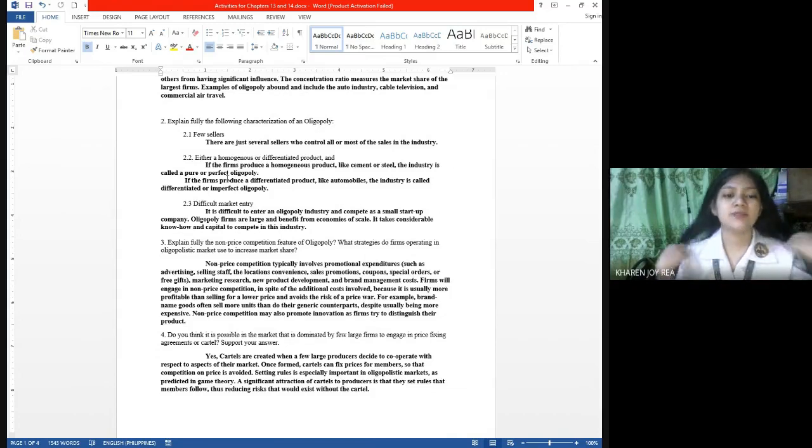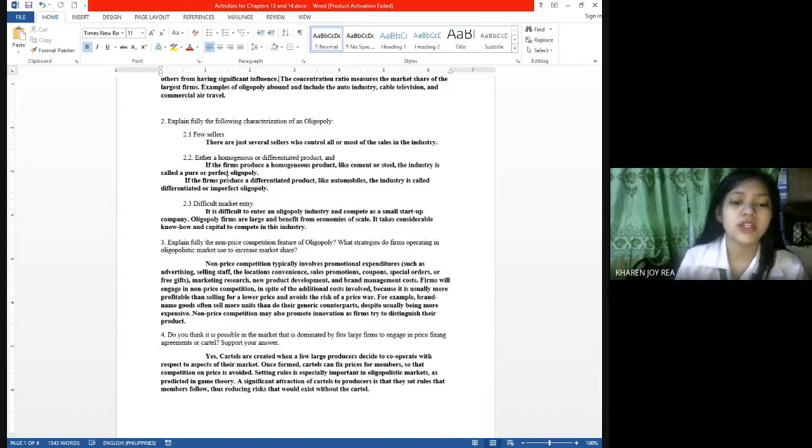Number three, explain fully the non-price competition feature of oligopoly. What strategies do firms operating in an oligopolistic market use to increase market share? Non-price competition typically involves promotional expenditures such as advertising, selling staff, location convenience, sales promotions, coupons, special orders, or free gifts. Marketing research, new product development, and brand management costs.